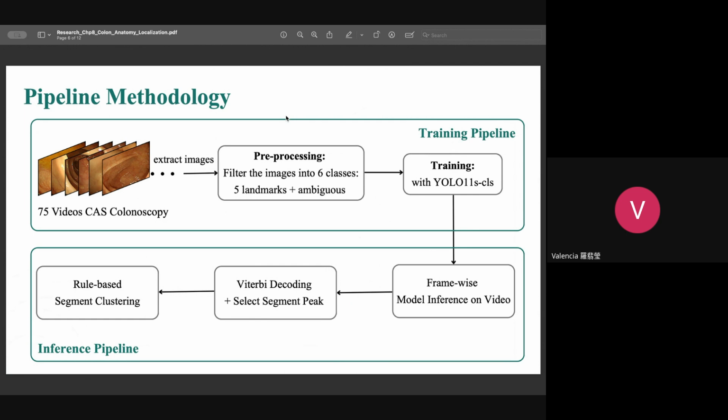After that, we train using the YOLO 11S classification, which gives frame-wise prediction in the model inference on the video. Because of that, we use Viterbi decoding and also the hidden Markov model. After we get the result, it gives boundaries where we select the segments using the rule base. After that we can cluster and get the result.